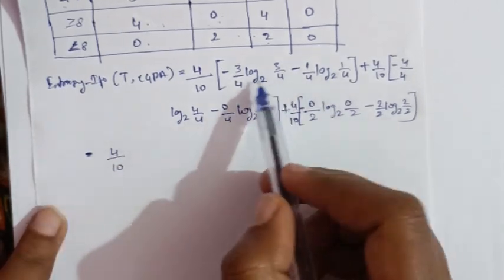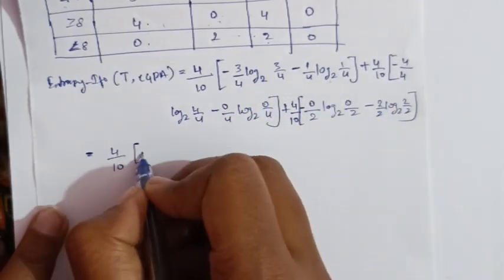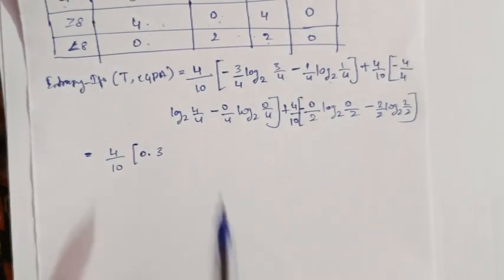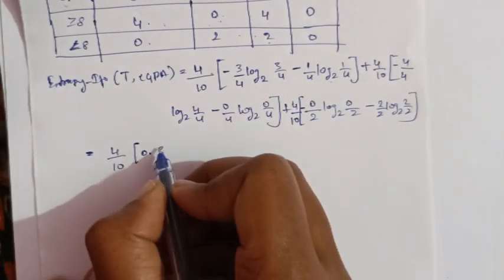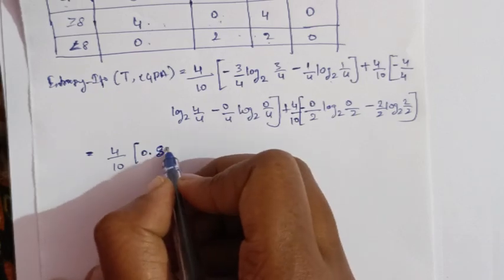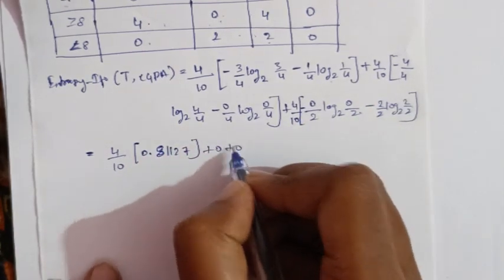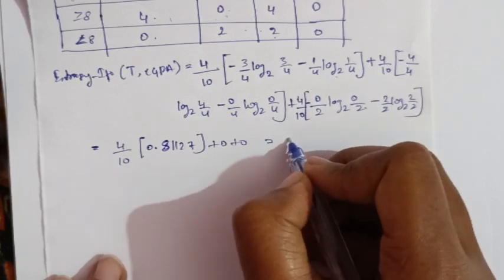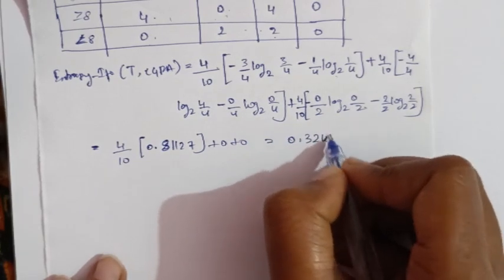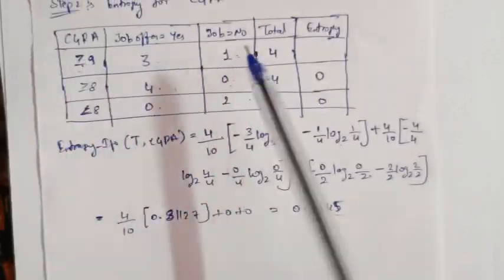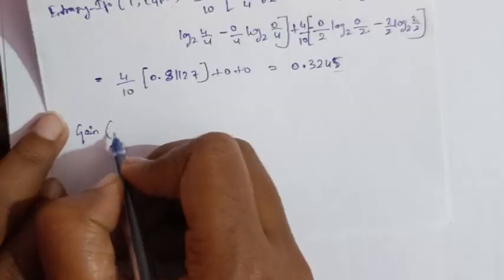4 by 10, if you calculate this, you will get 0.3. If you calculate this whole, you will get 0.81127. For these two, we will get 0 plus 0.3245 after solving it. Now we got the entropy for this attribute, and now we have to calculate the gain for CGPA.